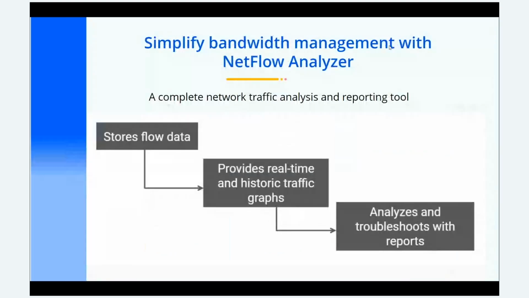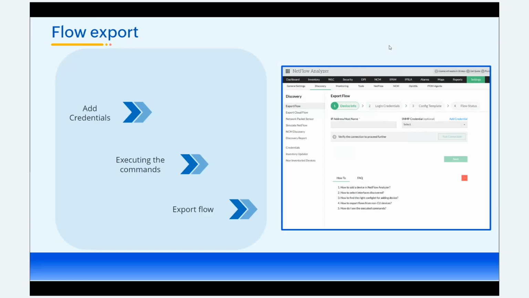As you can see here, NetFlow Analyzer predominantly functions by the following process. First, it stores data, then provides real-time and historic traffic, and analyzes and troubleshoots with reports. The first step you need to do is export flow from your devices to NetFlow Analyzer. The crucial step to get started with this monitoring is exporting flows, which has been simplified in NetFlow Analyzer with the discovery steps with the following process of device info, device login credentials, configuration template, and flow status. I'll show you that in the UI.